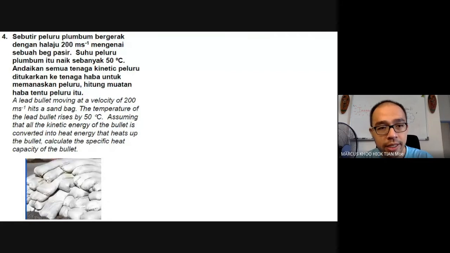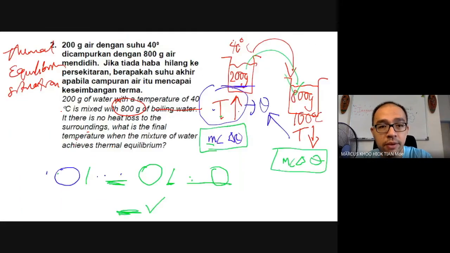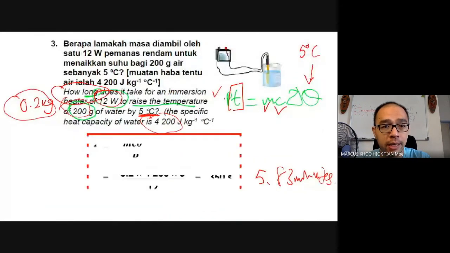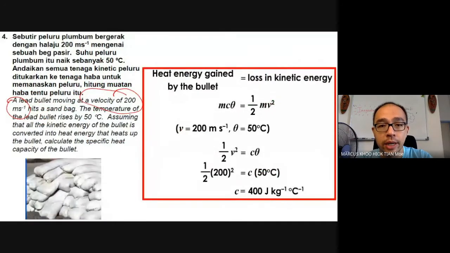A lead bullet moving at a velocity of 200 meters per second hits a sandbag. Okay, and this is normal. When you see velocity, you kind of know that we're talking about this formula, the one that involves movement, involves kinetic energy. So you want to be able to take a look at this: half mv squared equals mc delta theta.